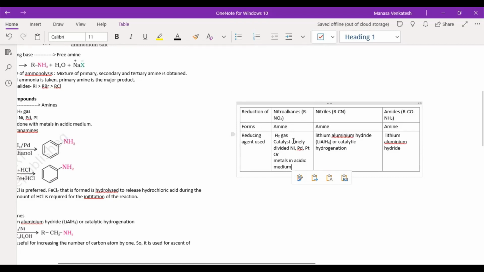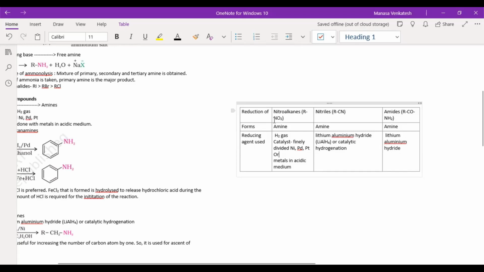In the first case, we're using hydrogen gas in the presence of a catalyst, that is finely divided nickel, palladium, or platinum. Or the reaction can also be done by using metal in an acidic medium. In the second case, when nitriles are converted to amines, you're using lithium aluminium hydride, or the reaction is conducted by catalytic hydrogenation. The third case, that is amides, we convert by using the reducing agent lithium aluminium hydride. So do not learn all of these individually.